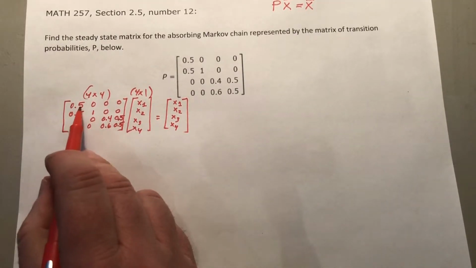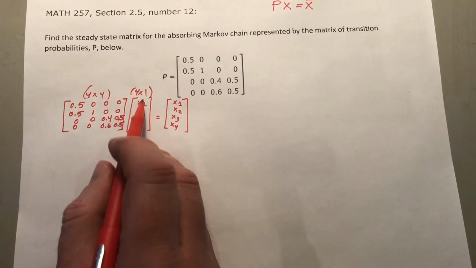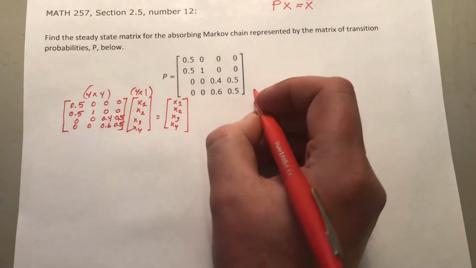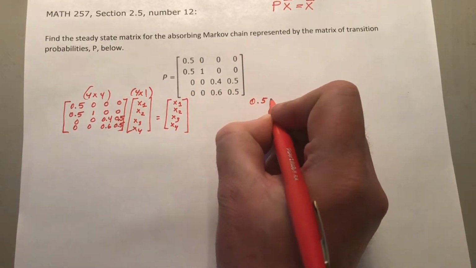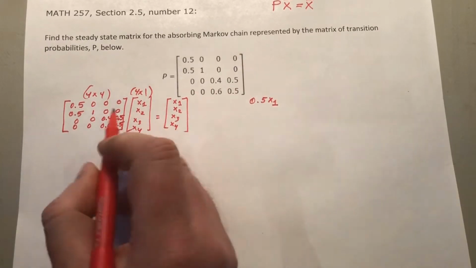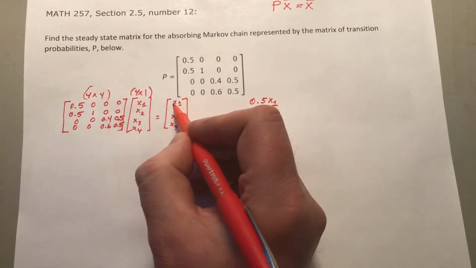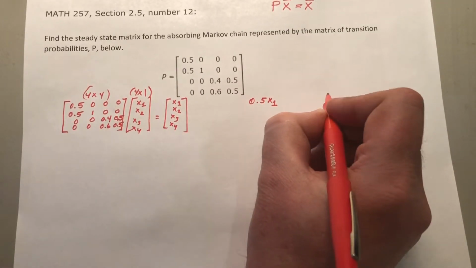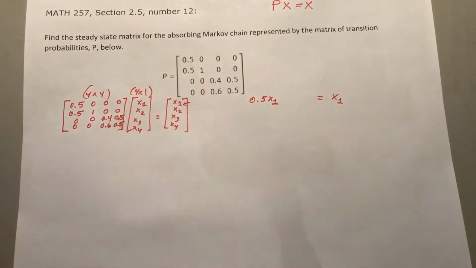So if I multiply the first row by this column in the vector, I end up having 0.5 x1, and everything else gets destroyed, x2, x3, x4. Well, that has to equal x1, because that's this one right here, right?